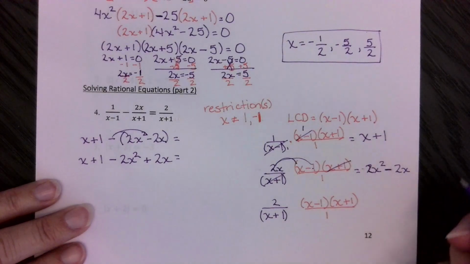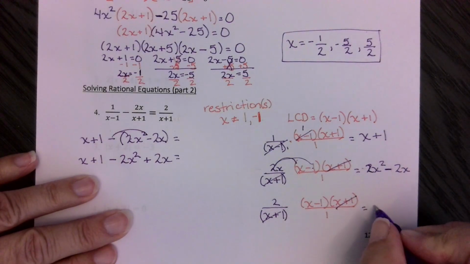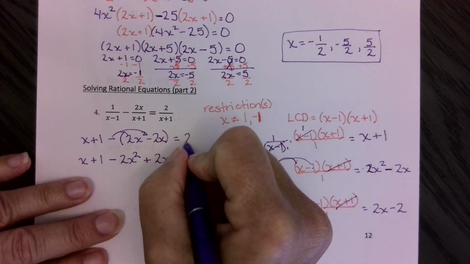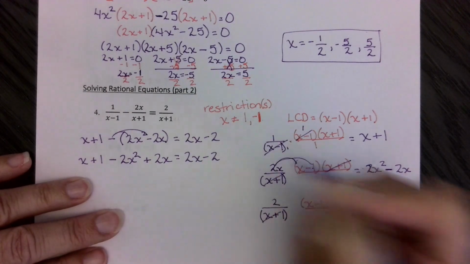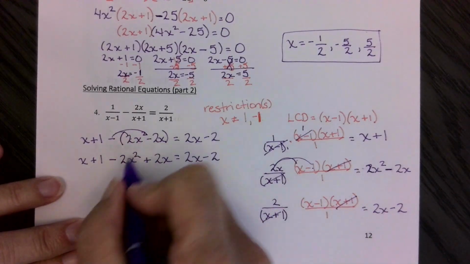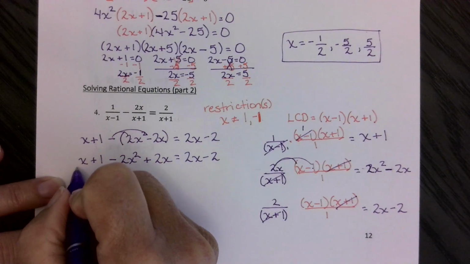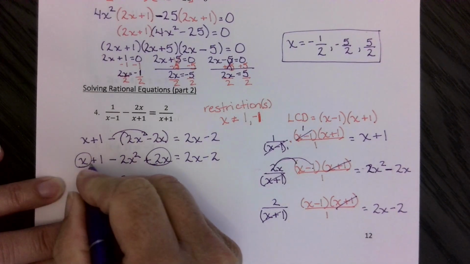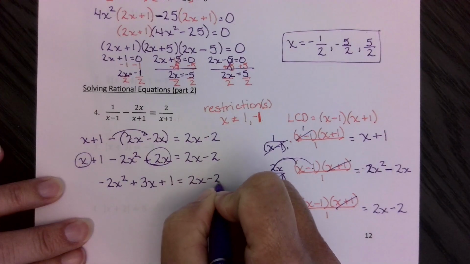Okay, and then this last one, the x plus 1's cancel. I'm going to say 2 times x is 2x, and 2 times a negative 1 gives us a negative 2. So I have 2x minus 2. Now I'm going to solve. Before I do anything, I'm going to rearrange and combine my like terms. I have negative 2x squared. I'm going to say x and 2x gives us 3x plus 1. I just rearranged them, equals this 2x minus 2.